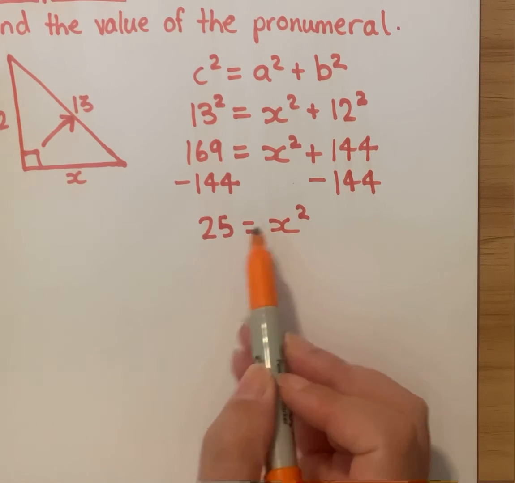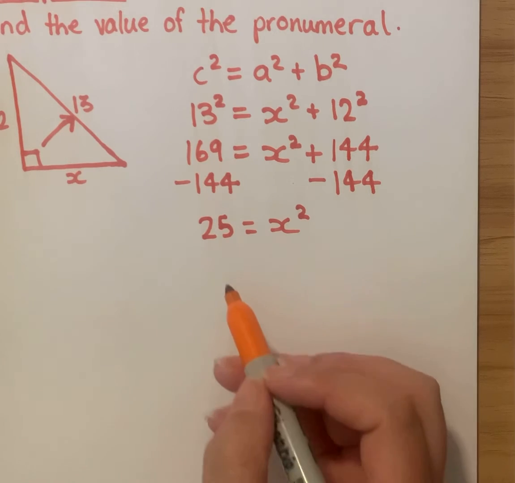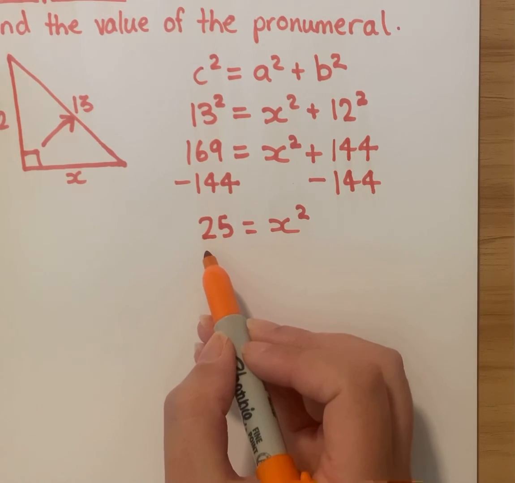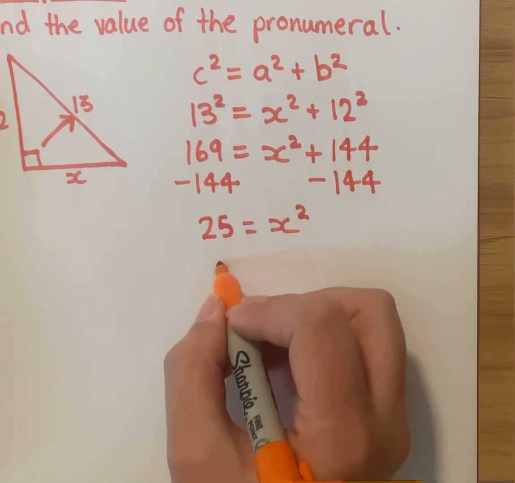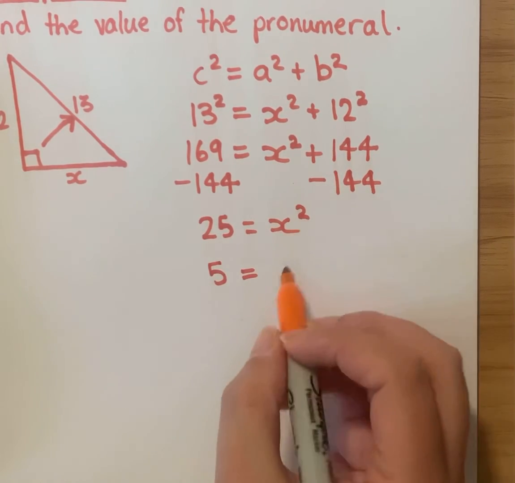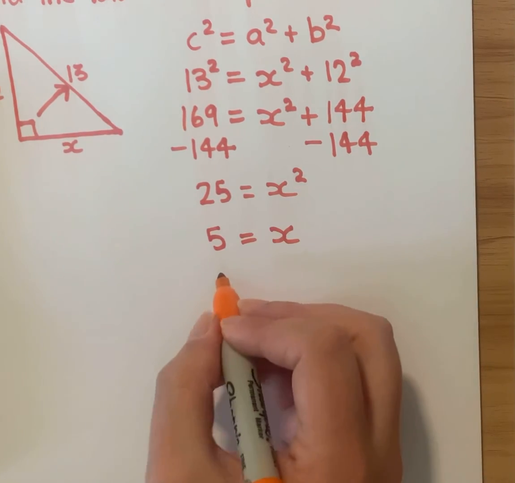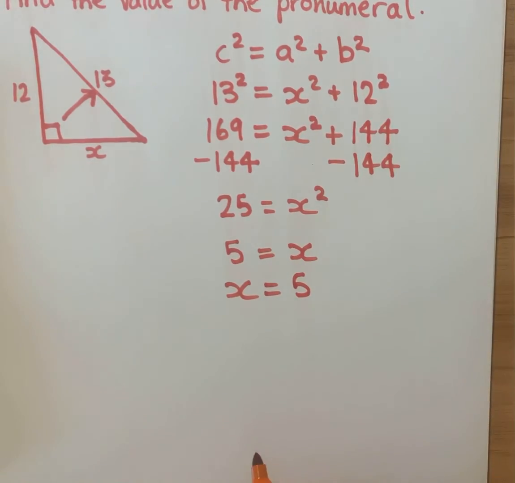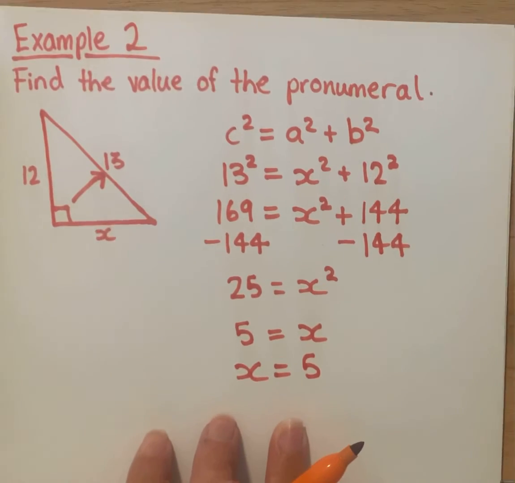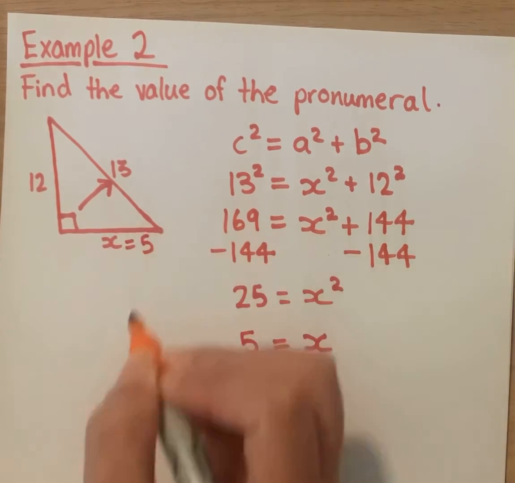We just need to take the square root of both sides to get rid of this power of 2. So what's the square root of 25? The square root of 25 is 5. And the square root of x squared is just x. That's how we got rid of the power. So now we have 5 equals x. For convention's sake, we like to write it the other way around. We always have the pronumeral on the left, but it doesn't really matter. We know that the value of x is 5. So we found the value of the pronumeral. So x here is 5.